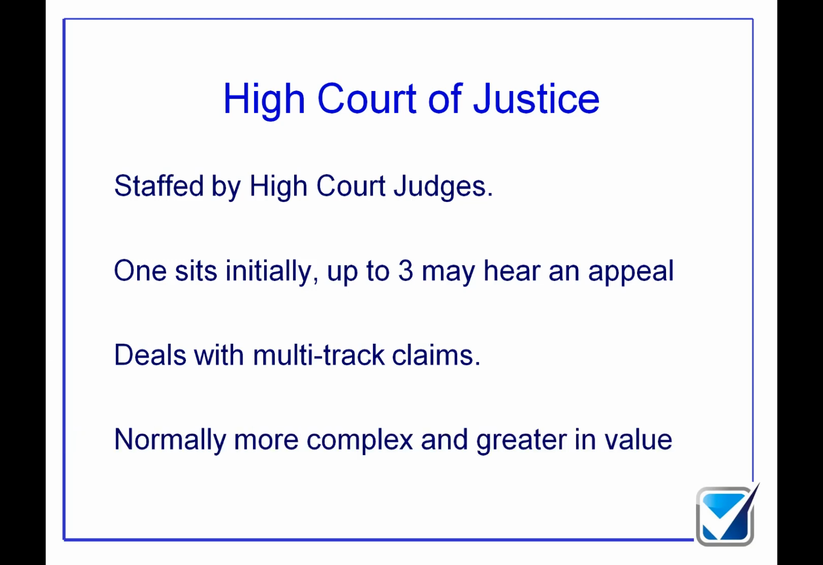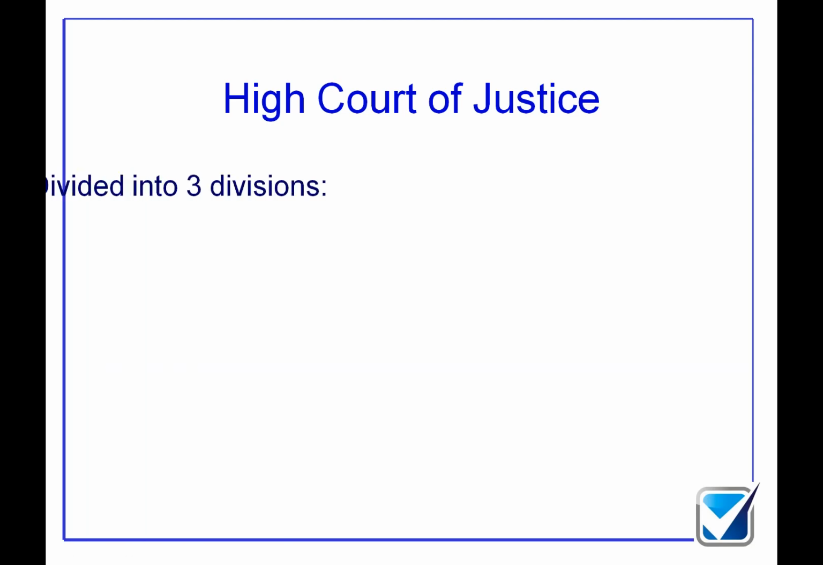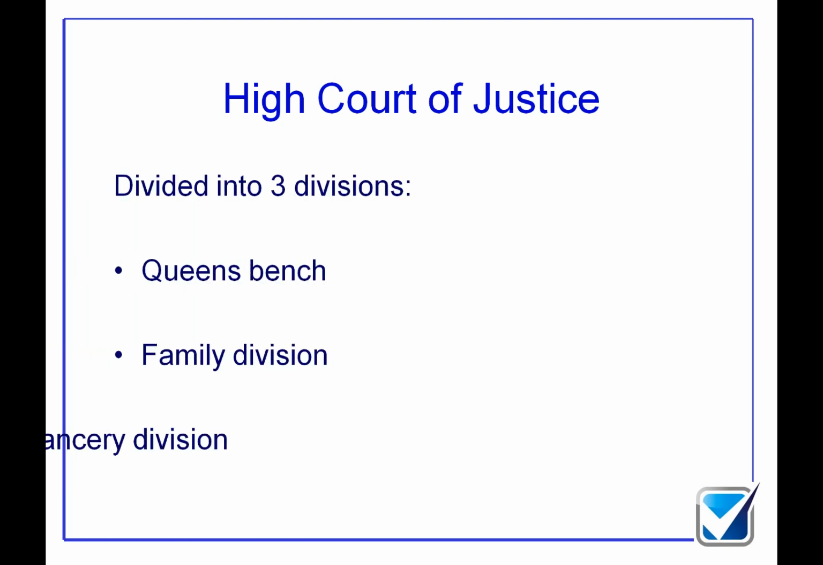And if you have a situation whereby somebody has appealed against maybe the county court, and we're now acting as a court which is an appeal court, an appellate court, then you may find that we get 3 High Court judges hearing this appeal, and then we will determine it based on the majority decision. Now, the High Courts of Justice are split down into 3 different divisions.